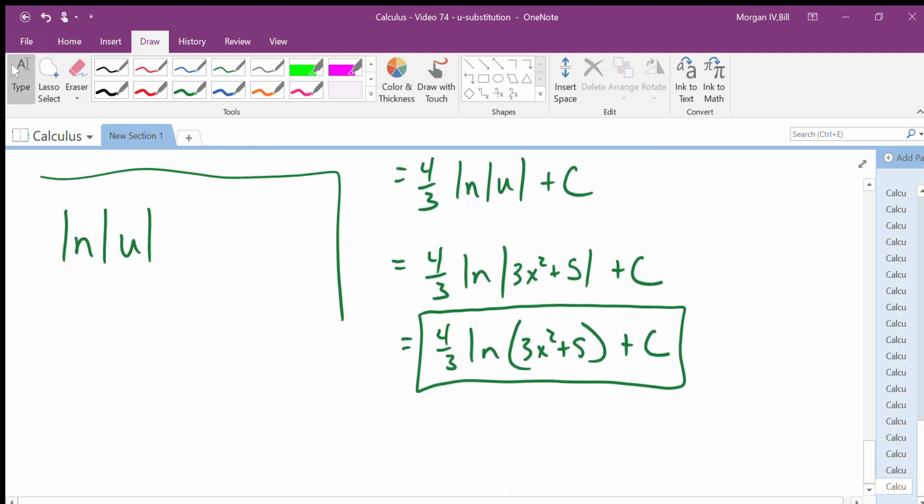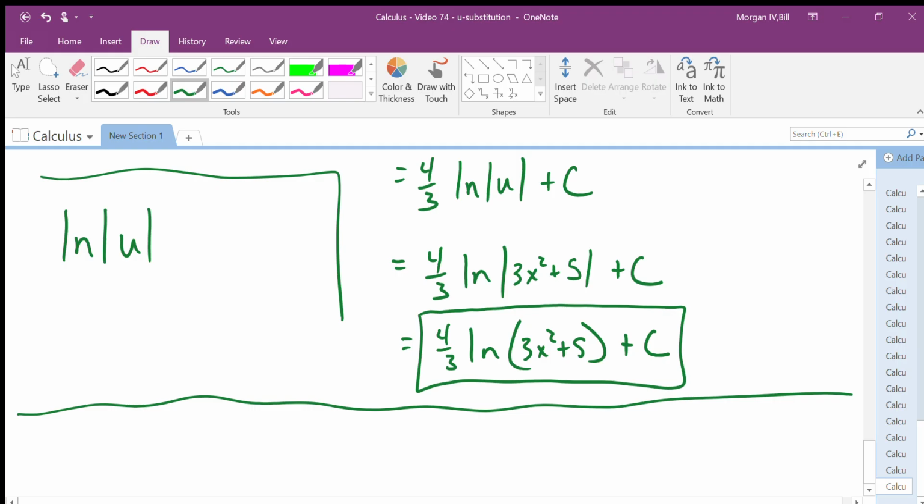Okay, that is a couple of examples of u substitution. There's more to it than that. There's a little bit of nuance and some different kinds of problems to work through. I'll stop this video and do a few more examples in the next.